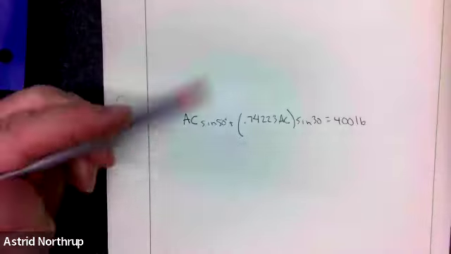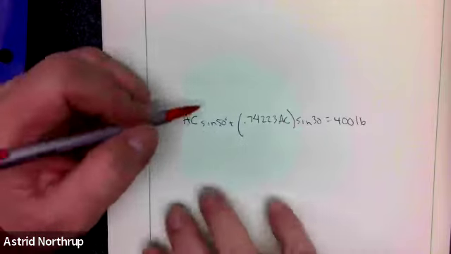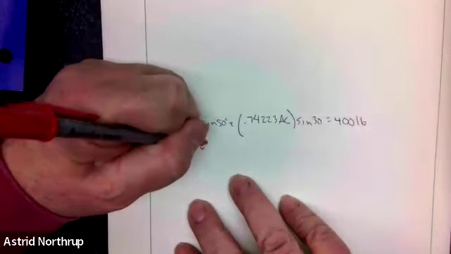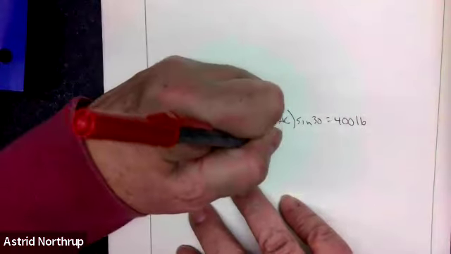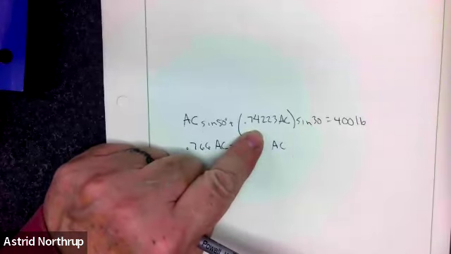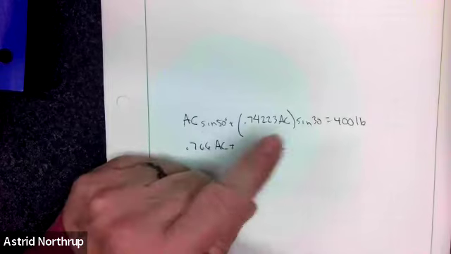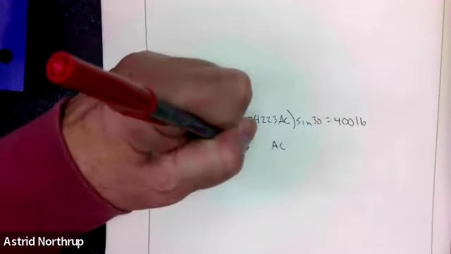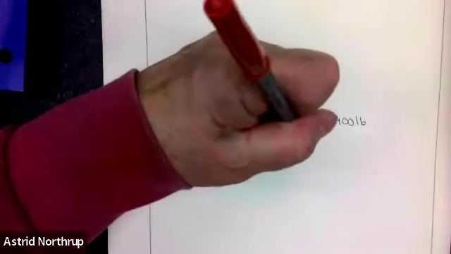Then I can compute these values. Here I have AC times the sine of 50. Sine of 50, the value of that is 0.766. So I write this as 0.766 times AC plus, here I have 0.74223 times the sine of 30 times AC. So I'm going to multiply 0.74223 times the sine of 30. And that value is 0.3711 equals 400 pounds.